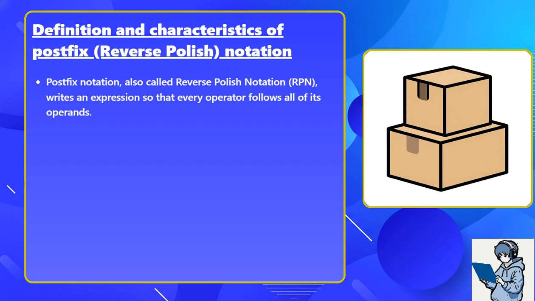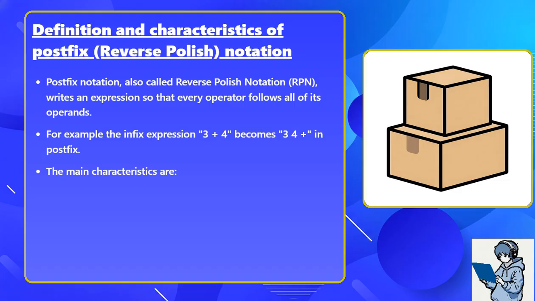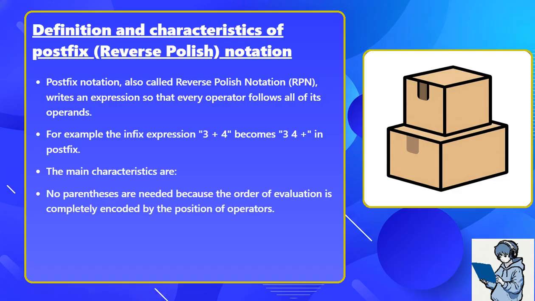Postfix notation, also called reverse Polish notation, RPN, writes an expression so that every operator follows all of its operands. For example, the infix expression 3 plus 4 becomes 3 4 plus in postfix.